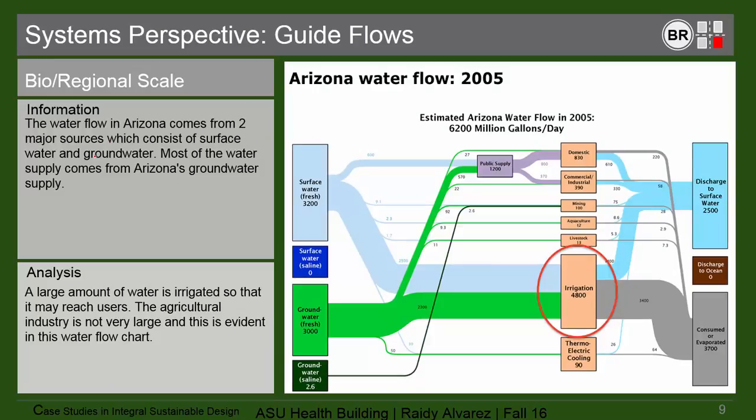Well, this is interesting. This is a very interesting chart. The water flow in Arizona consists of surface water, where most of the water supply comes from, and Arizona's groundwater supply. Interesting. I didn't know that. A large amount of water is irrigated so that it may reach the agriculture industry, which is not very large, and that is evident in this. So I guess what I want to get out of this is, on one hand, you're using groundwater for farming. So is there a lot of water, or is water scarce here?